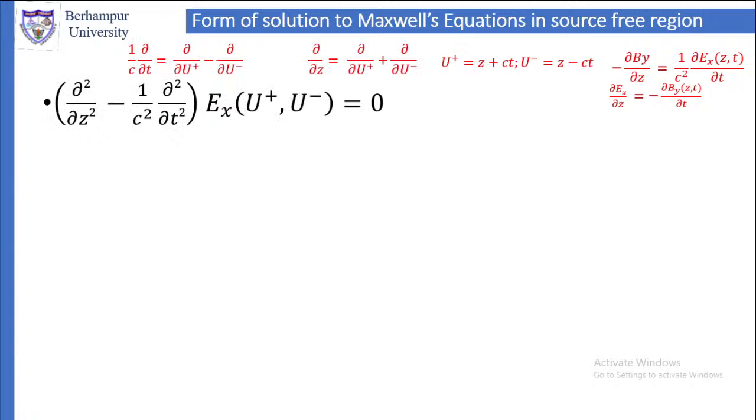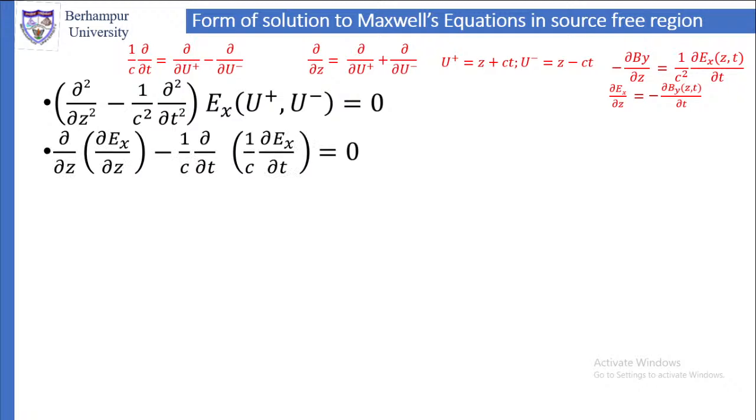Now the equation that we have to solve is (∂²/∂z² minus 1/c² ∂²/∂t²) operating on Ex is equal to 0. Now what we will do is write this in this manner. ∂²/∂z² is equal to ∂/∂z operating on ∂Ex/∂z. Similarly, minus 1/c² ∂²Ex/∂t², that we can write as 1/c ∂/∂t operating on 1/c ∂Ex/∂t. So that will be equal to 0.